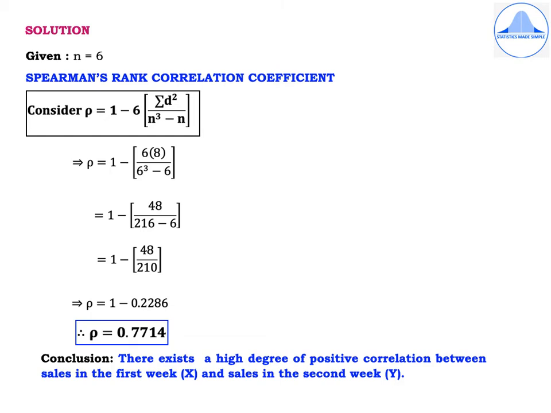Which implies rho is equal to 1 minus 0.2286. Therefore, rho is equal to 0.7714. Conclusion. There exists a high degree of positive correlation between sales in the first week X and sales in the second week, which is denoted by the variable Y.